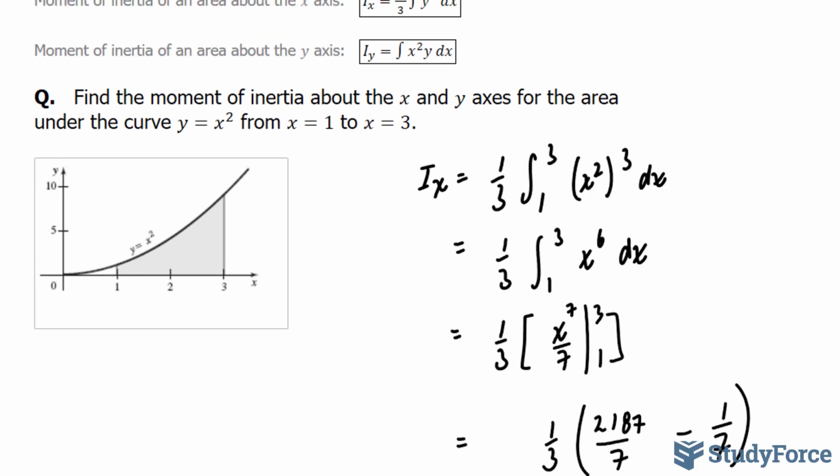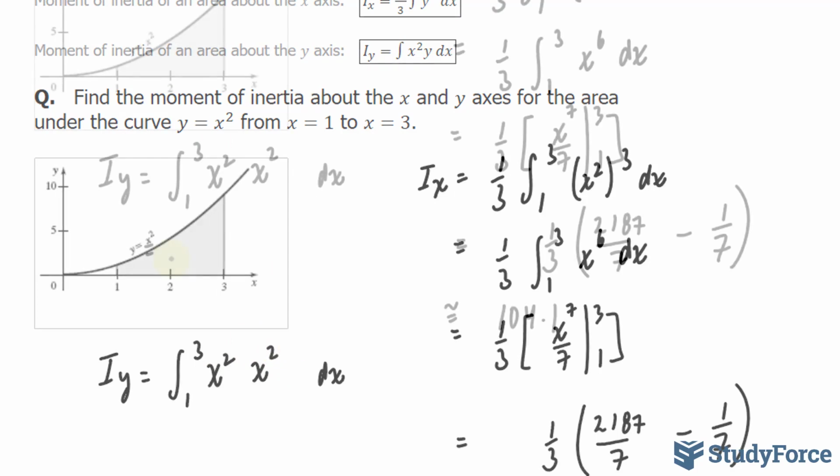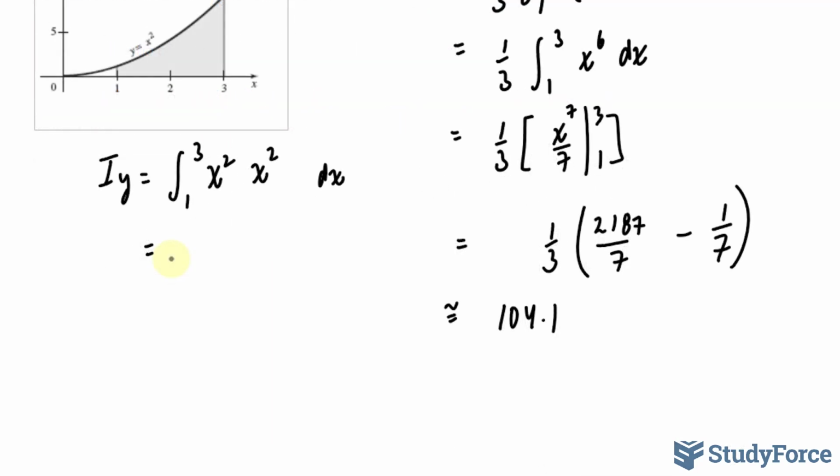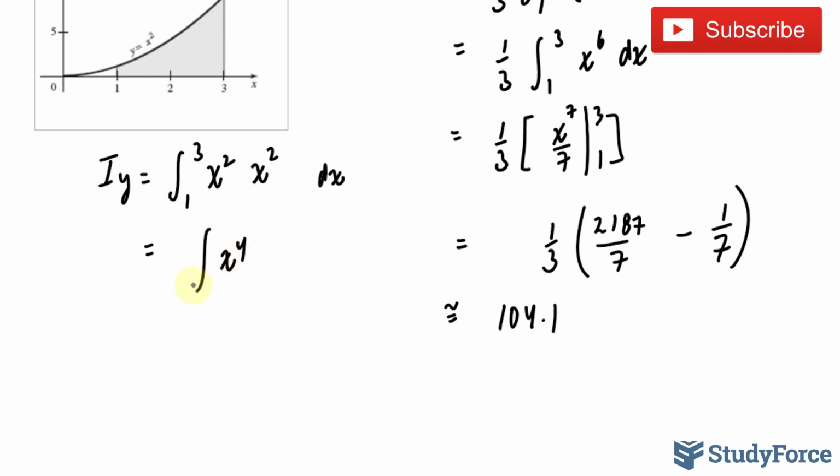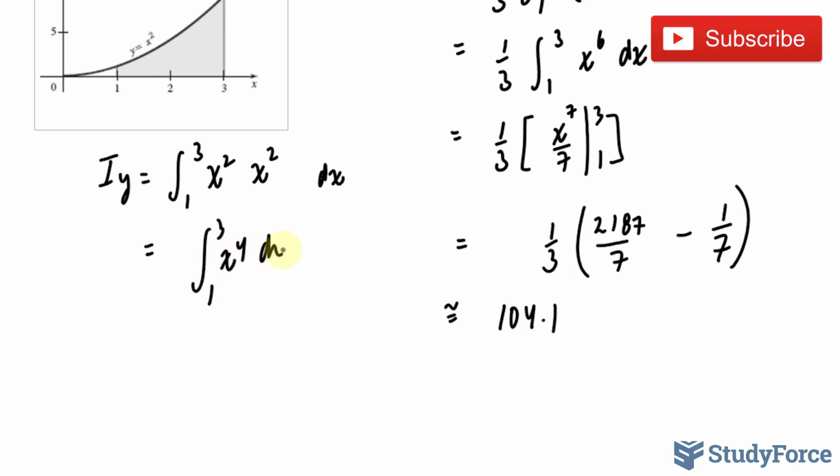Now, let's find the moment of inertia about the y-axis. We'll use this formula. I subscript y is equal to the integral between 1 and 3. x squared remains the way it is. y becomes our function, x squared. Simplifying this, just like we did with the other one, we end up with x to the power of 4, the integral between 1 and 3 dx.